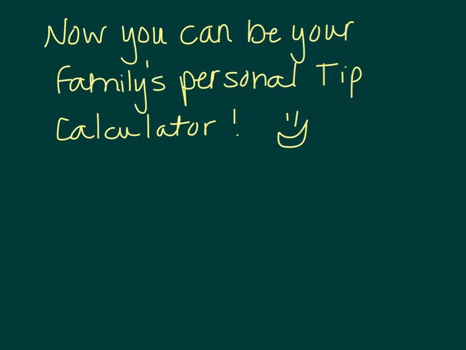So what's pretty cool is now that you know how to multiply decimal numbers, a decimal by a decimal, using the algorithm, you can be your family's personal tip calculator. The next time you go out to eat, you can just tell your mom, dad, grandma, aunt, oh no, you can put your phone up. You don't need that calculator. I will calculate the tip for tonight.